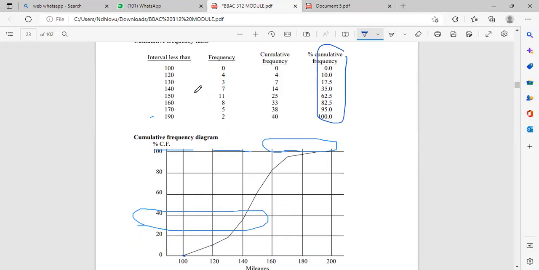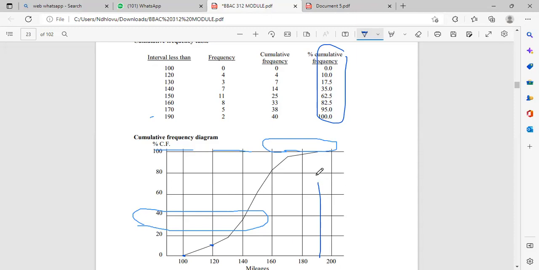Then 120 and 10 is at this point. Then 140 and 17, that is 130 and 17.5. So it's 130 and 17.5 somewhere. Then 140 and 35 is somewhere there. And then just about that, then 190 getting down to 100.